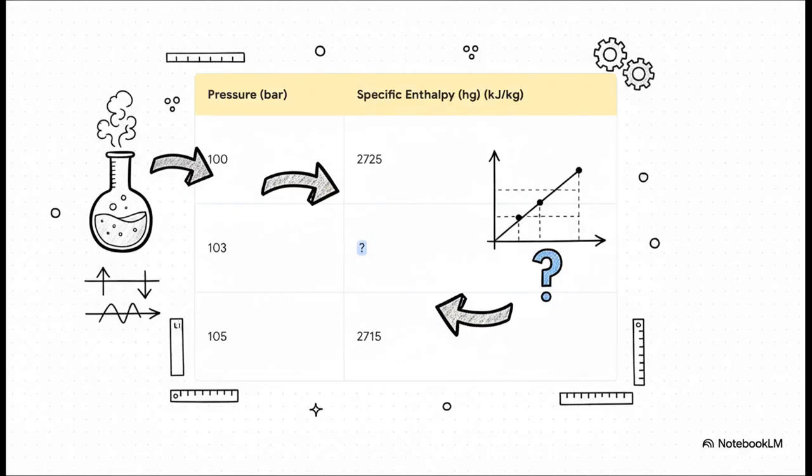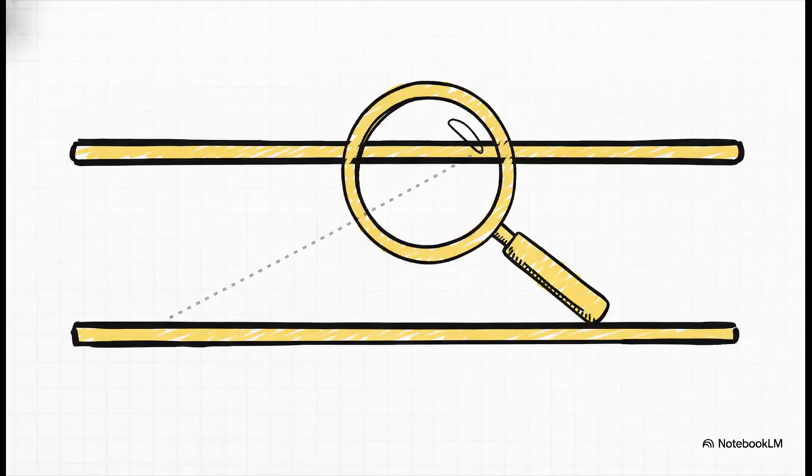So here's our exact situation. We know the specific enthalpy, which, by the way, is just a measure of energy, for steam at 100 bar, and we know it for 105 bar. But the one we actually need for our calculation is for 103 bar, and wouldn't you know it, it's not in the table. So what are our options? We definitely can't just guess. We need a reliable, logical way to read between the lines and estimate that missing value. And this is exactly where a really powerful but surprisingly straightforward mathematical tool comes into play.